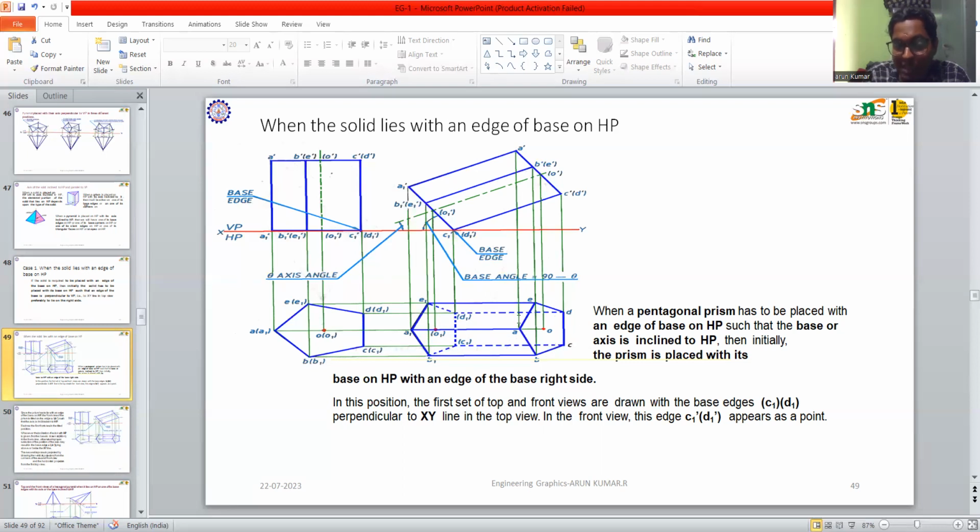So I'm getting the tilted view. According to the conditions, we have the tilted view of the pentagon prism. We are getting the final view of the elevation, the final view of the plan. Okay, that is the final plan. So the plan is called the top view.